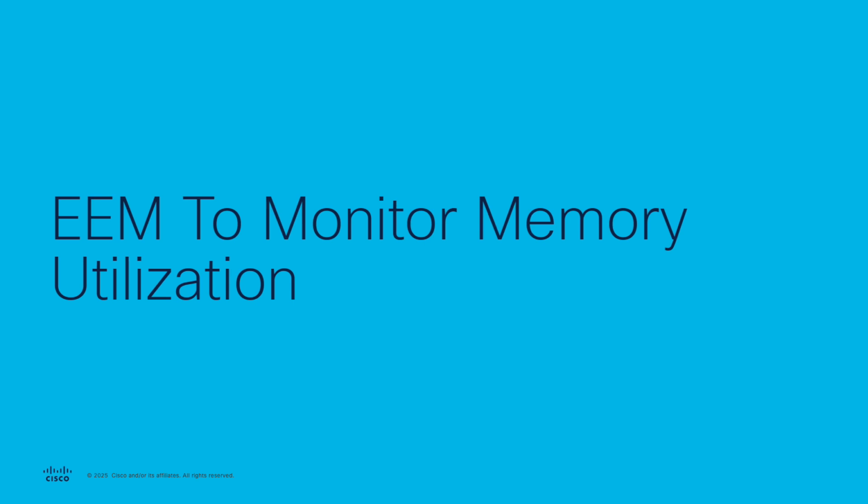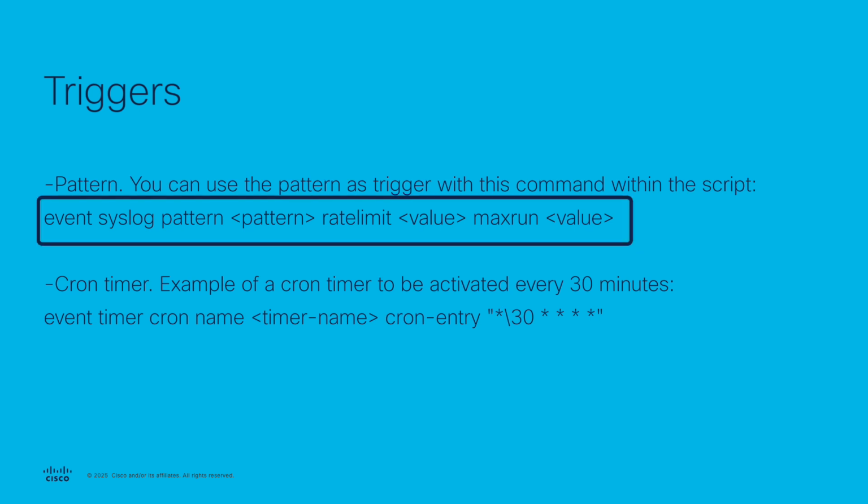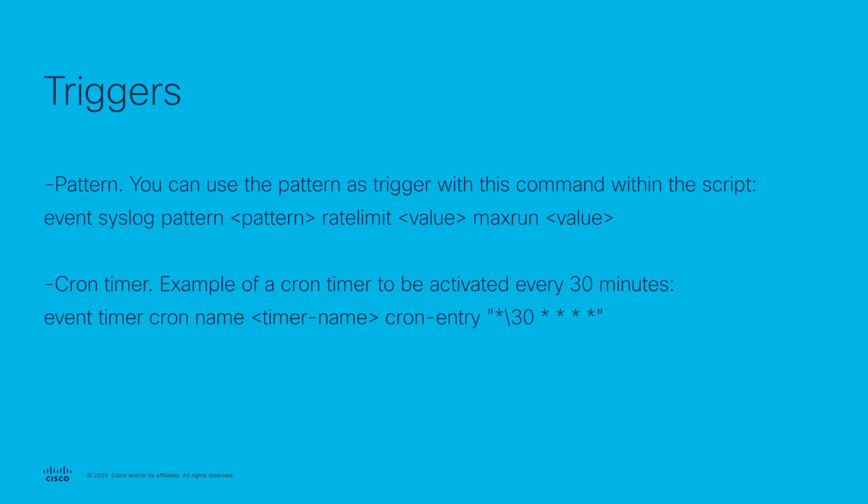In order to make this troubleshooting easier, you can use the EEM feature to monitor and automatically collect information. There are two main considerations for writing the EEM script: trigger, and commands to be collected. Trigger: pattern. You can use a pattern as trigger with this command within the script, even a syslog pattern. One of the considerations while using a pattern as a trigger is that the log is generated once the warning threshold is reached. Depending on the memory consumption rate, trying to do it manually, you or TAC do not have enough time for a more detailed troubleshooting.